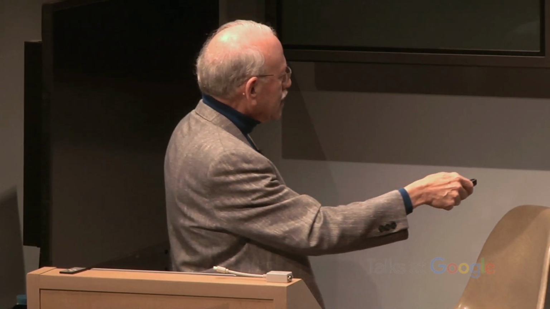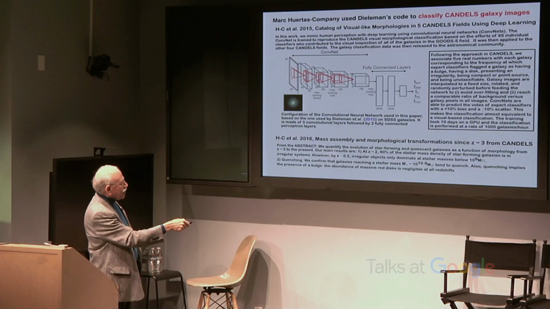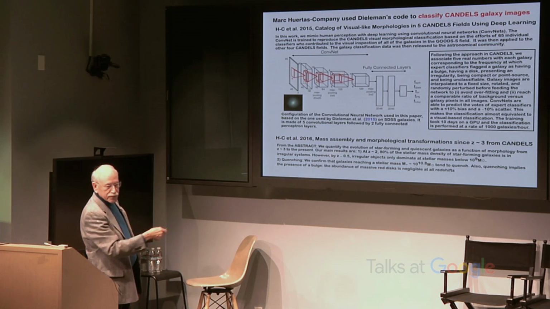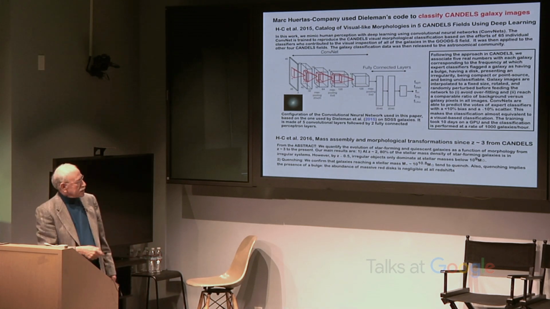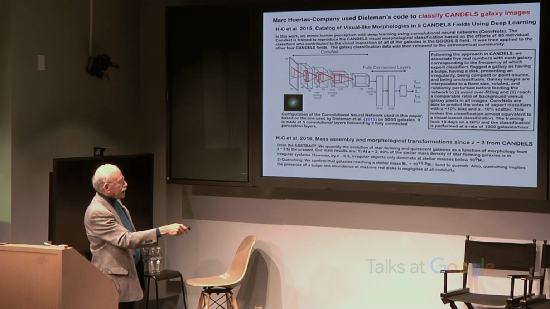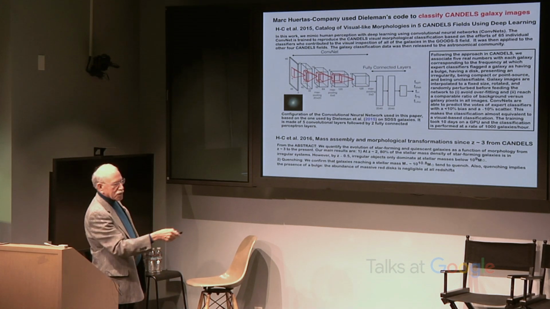We quantify the evolution of star-forming and quiescent galaxies as a function of morphology. Our main results are, at redshift 2, 10 billion years ago, 80% of the stellar mass density of star-forming galaxies is in irregular systems, not disks and not spheroids. These are elongated things or things that are hard to classify. However, by redshift about a half, that's about 4 billion years ago, irregular objects only dominated stellar masses below 10 to the 9 solar masses, much smaller than the mass of the Milky Way, which is about 6 or 7 times 10 to the 10.